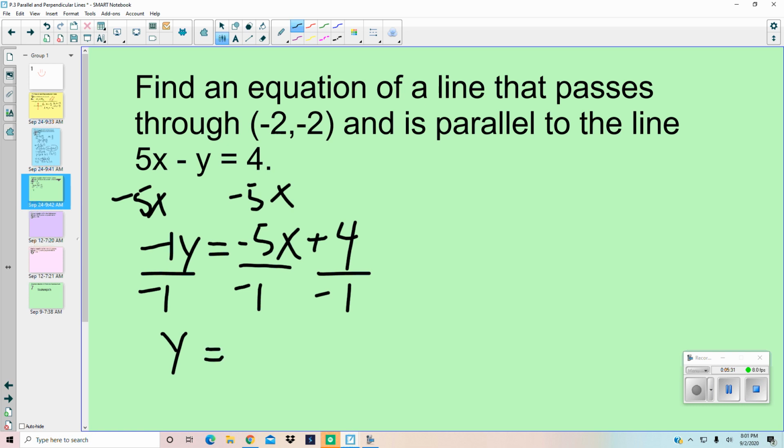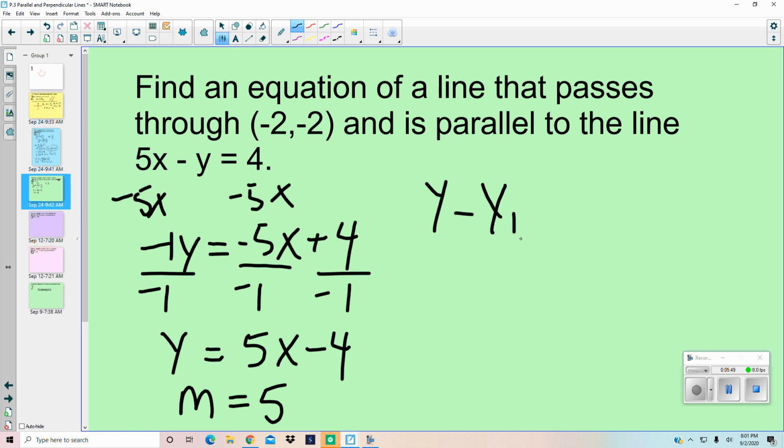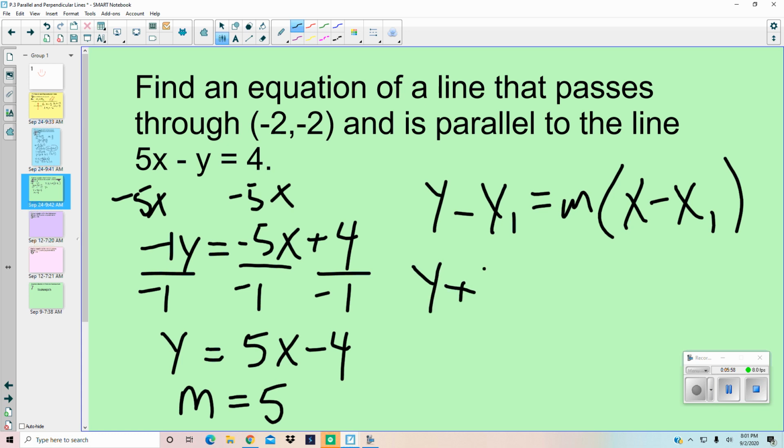So I'd have y equals 5x minus 4. My slope is 5. So then I'm going to use the 5 and the -2, -2. Okay, so if you're using point slope form, this is really easy. All I'm going to do is put in the y value, which is -2, so minus -2, so it'd be plus 2. Put in the slope, which is 5, and then x minus -2, so that's also plus 2.